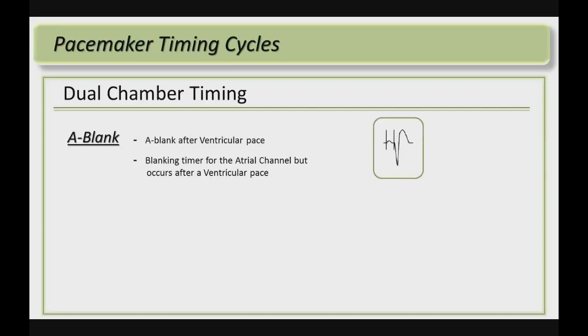Here you see an AV sequential paced beat. Starting with the ventricular pace, then extending out for a short period of time, we turn off the sensing amplifier on the atrial lead to make sure that we don't sense any ventricular pacing pulses on the atrial lead.